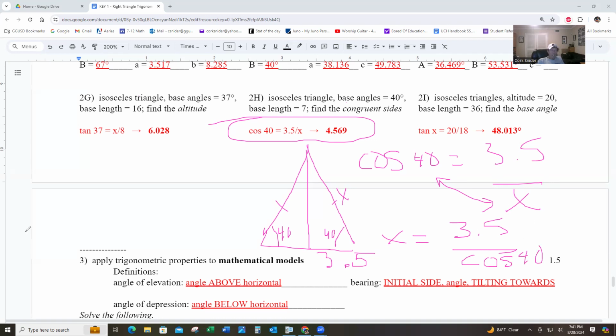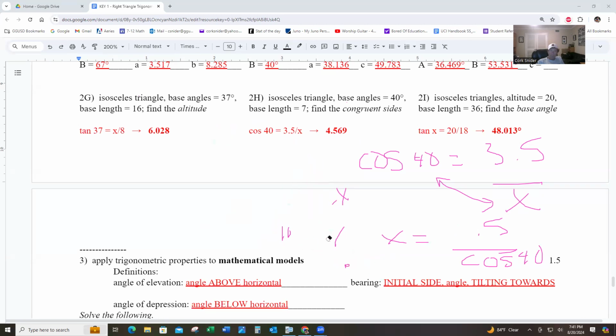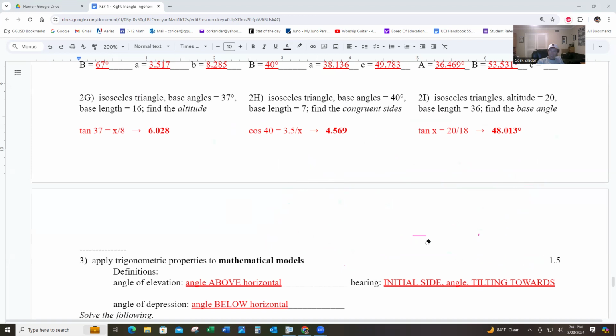That's great. I'll leave that alone then. And the last one's going to be similar. Okay, get all these erased here. Okay, last one. Altitude is 20. All right, so let me draw the isosceles triangle. Altitude is 20. So this right here is 20. Okay. Base length is 36.